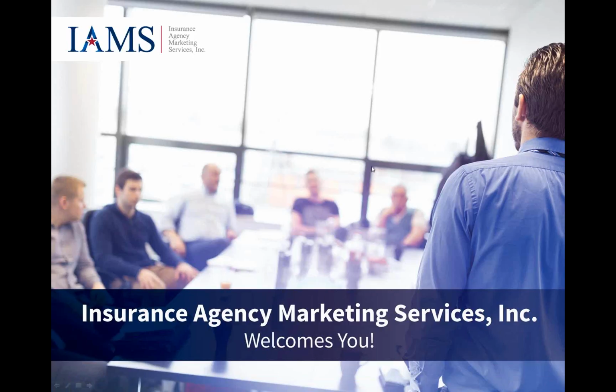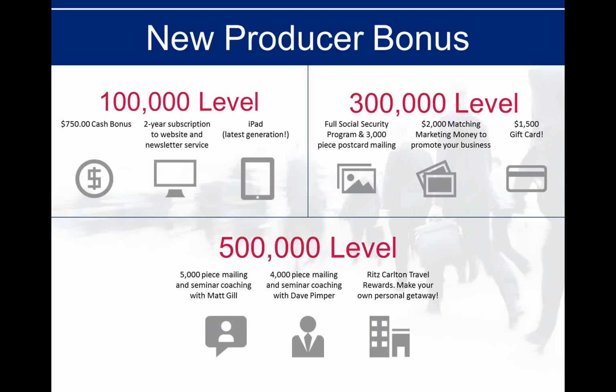Again, Insurance Agency Marketing Services has been in the business for 30 years. We do have what's called a new producer bonus program. This is in operation for the first 180 days that you are licensed or contracted with us. There are 3 separate levels. While you are contracted with us, whether it's $100,000 of annuity premium or single premium life premium, you do qualify for this new producer bonus, all the way up to $500,000. Once you choose one of these items, the program does shut off, but it is a way for us to say, welcome aboard. Thank you for contracting with Insurance Agency Marketing.